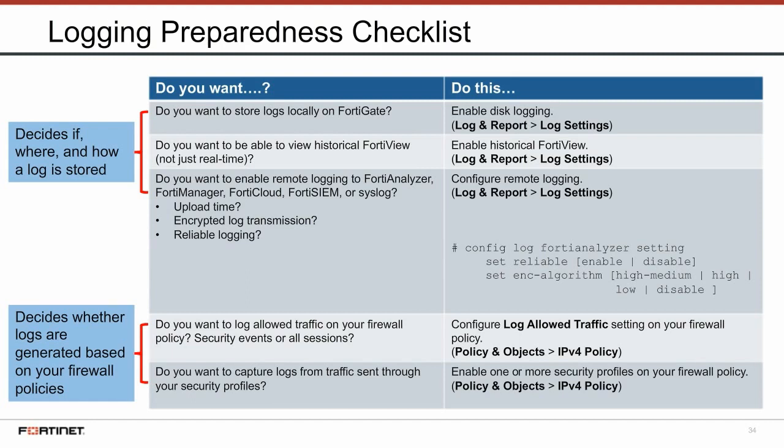There are 2 steps involved in configuring logging. You must first configure the logging settings to determine if, where, and how a log is stored. You can configure these settings primarily on the GUI on the Log Settings page. You must then configure logging on your firewall policies to determine whether logs are generated. You can configure these settings on the GUI on the IPv4 policy or IPv6 page. The Logging Preparedness Checklist shown on this slide identifies what you need to configure for logging based on your requirements.